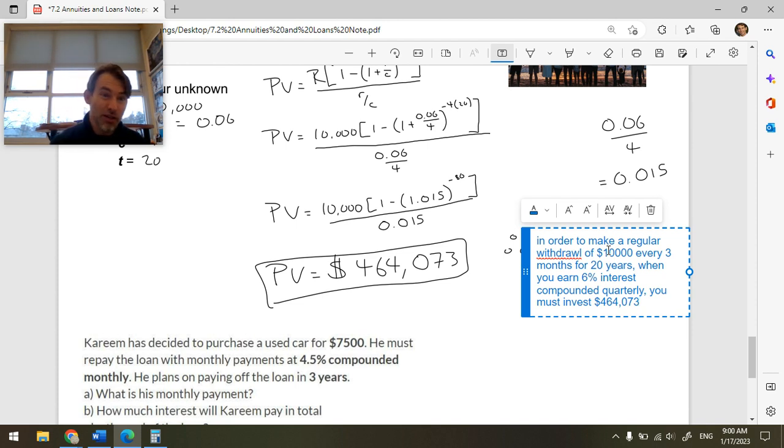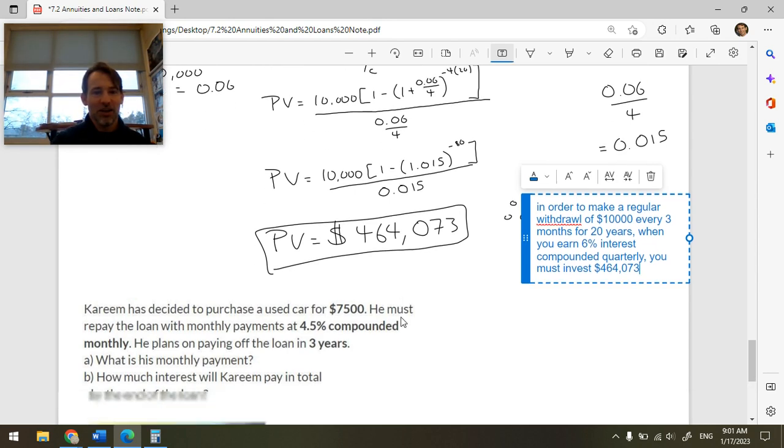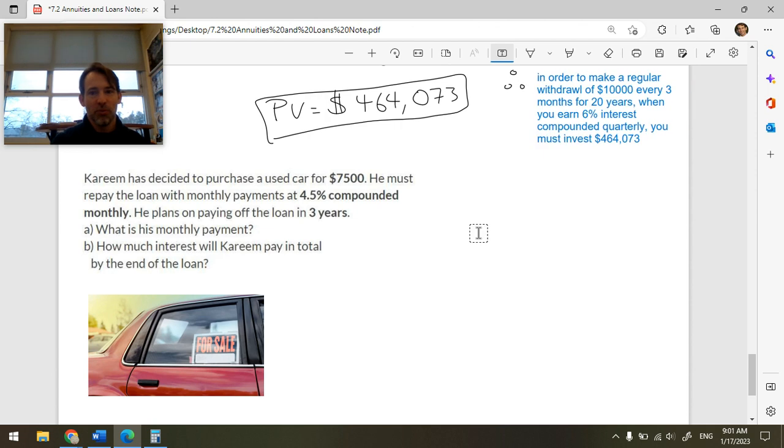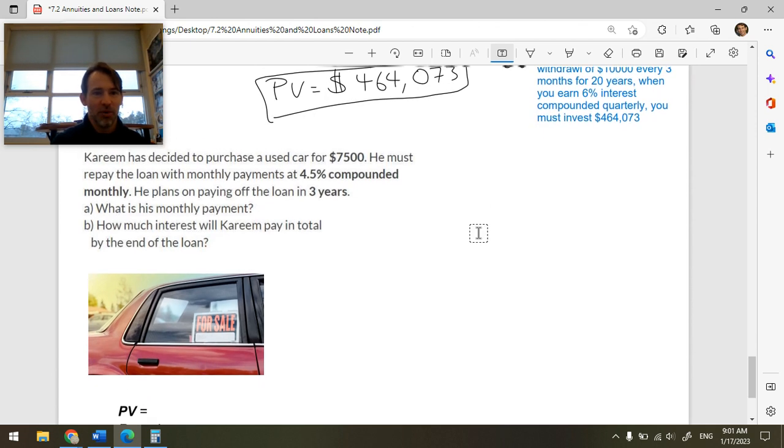So this is roughly equivalent to Cash for Life. If you won Cash for Life, which is $1,000 a week for the rest of your life, and the rest of your life is 20 years, then that would be a value of about $500,000. There you go. Now, let's take a look at perhaps a more relevant to your life type of problem.